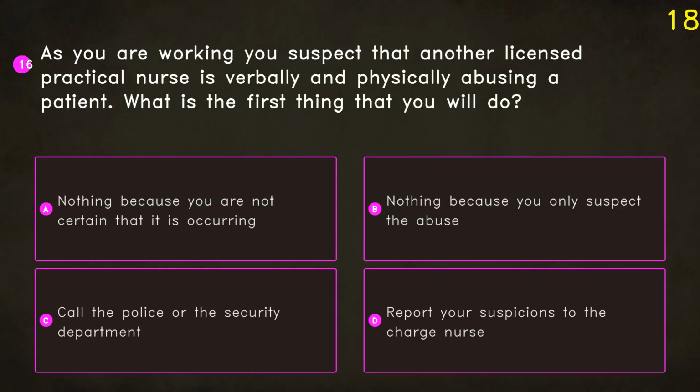Question 16. As you are working, you suspect that another licensed practical nurse is verbally and physically abusing a patient. What is the first thing that you will do? A. Nothing, because you are not certain that it is occurring. B. Nothing, because you only suspect the abuse. C. Call the police or the security department. D. Report your suspicions to the charge nurse.